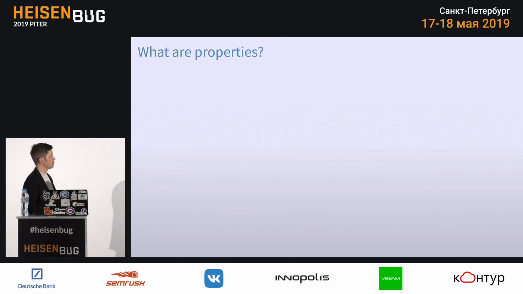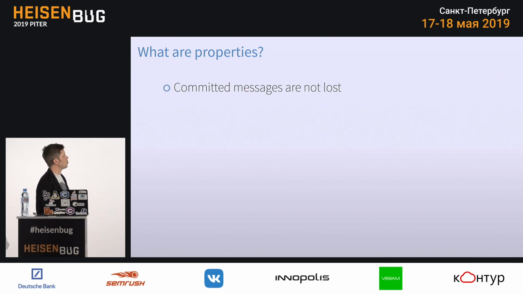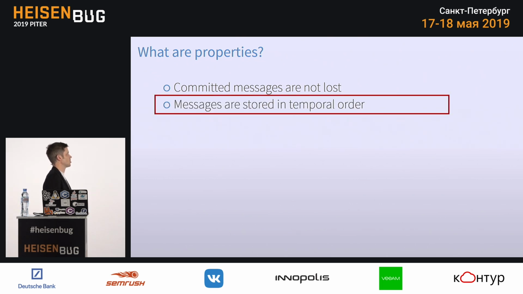So what is a property? Going back to Apache Kafka, one property is that committed messages are not lost. Once a message is committed, it will not be lost, unless, of course, you lose every broker. But given you don't lose every broker, messages are not lost. Messages are stored in temporal order.